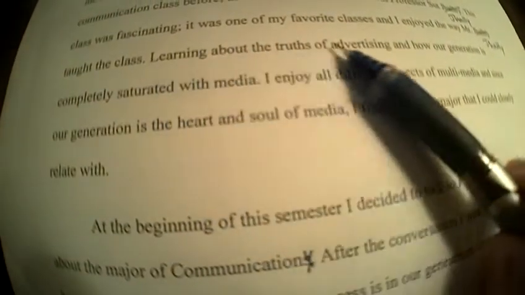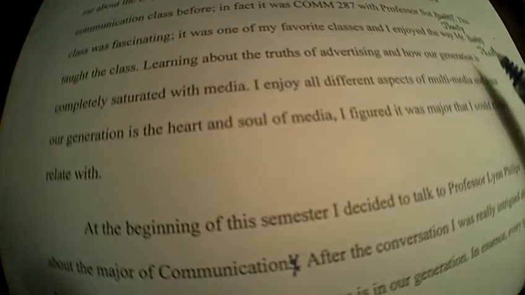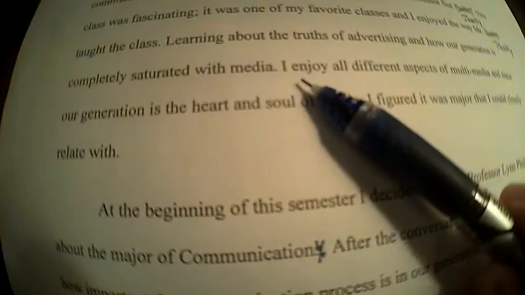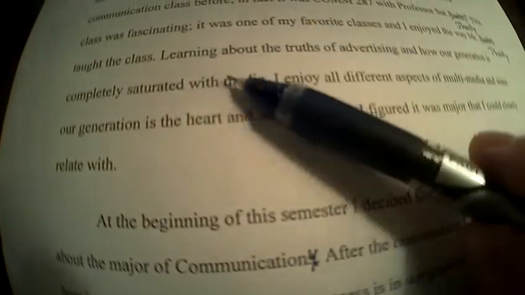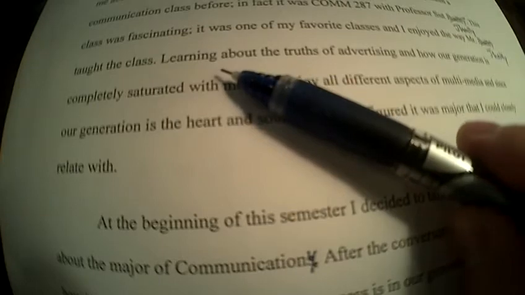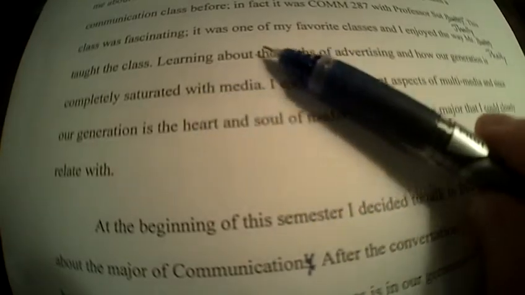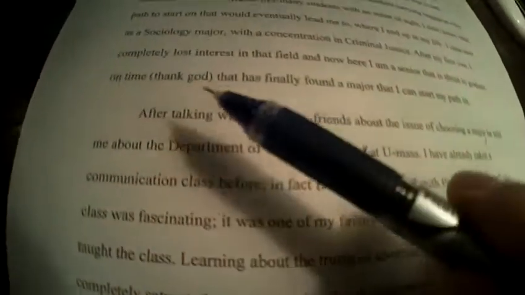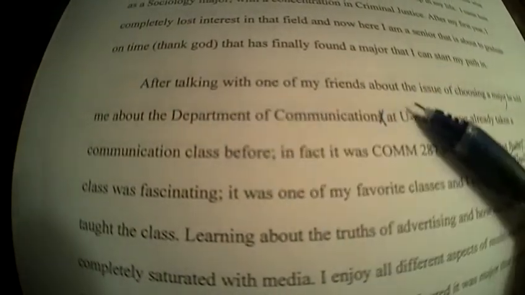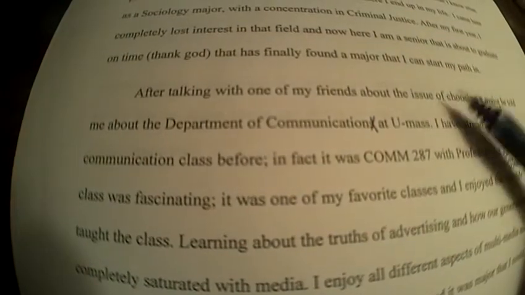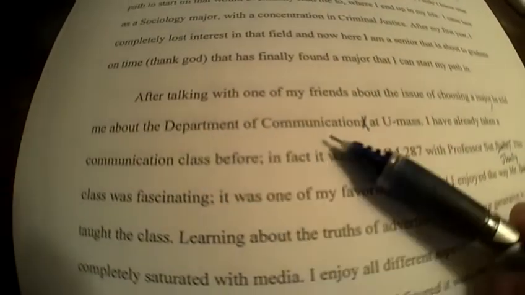And then he goes on and says more about what the topics in the course were about. For instance, learning about the truth of advertising and how our generation is completely saturated with media. So that idea is more about the topics in Comm 87. This is different from the first sentence, whose main idea is about how the student got introduced to the communication major at UMass.